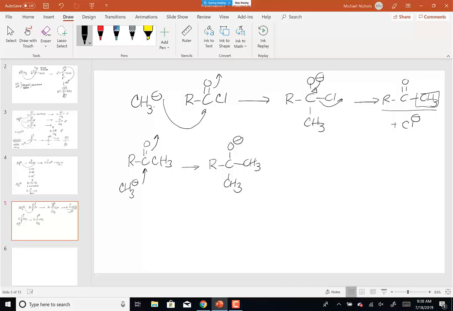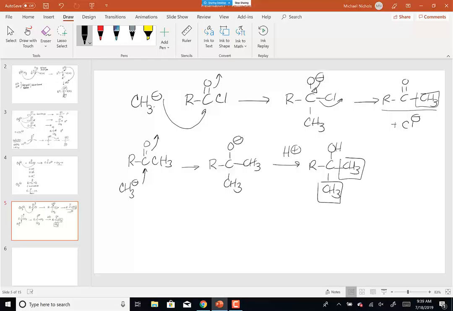And now the O minus wants to reform the carbonyl, but it can't, because there's nothing to leave now. So now it's stuck, it waits around to be protonated. And so now what I made was an alcohol, a tertiary alcohol, where two of the groups now came from the Grignard.